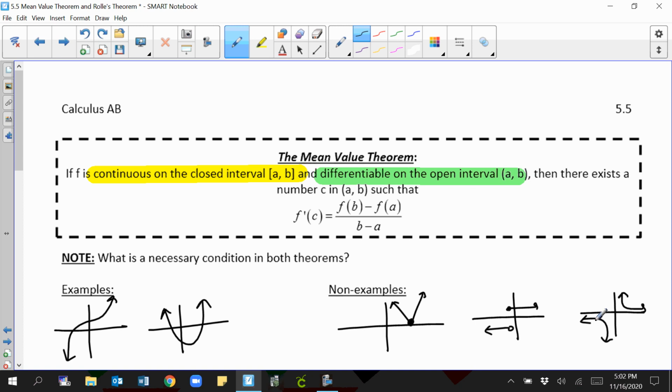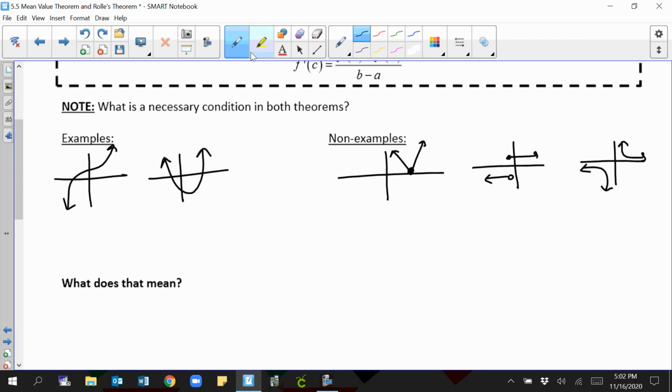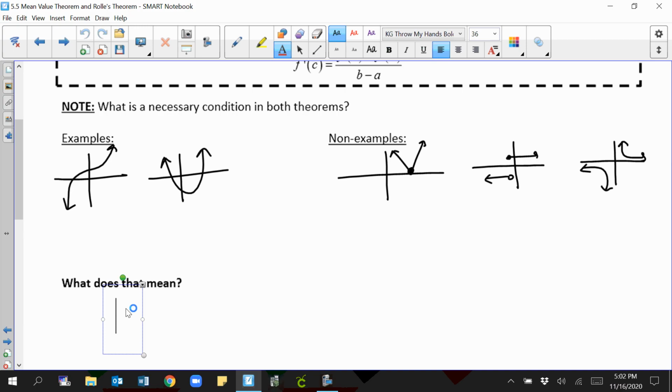So it has to be continuous and it has to be differentiable. And it's continuous on the closed interval with the brackets and differentiable on the open interval with the parentheses. So it doesn't have to be differentiable at the endpoints, but it does have to be continuous the whole way through. So down here where it says what does it mean, we must show that it's continuous and differentiable. Ooh, big text. Let's go smaller. Must show that it is continuous and differentiable.